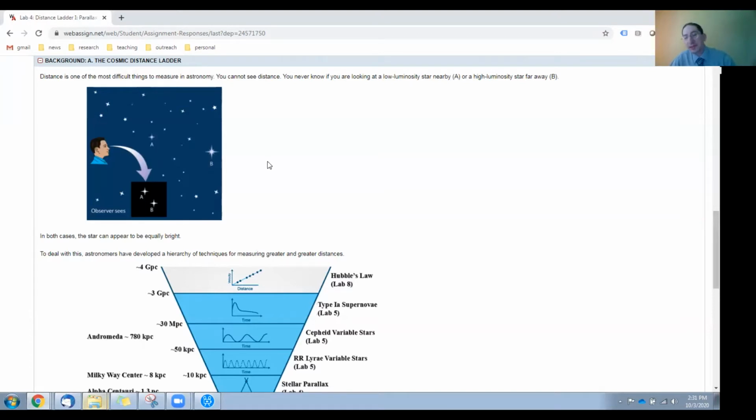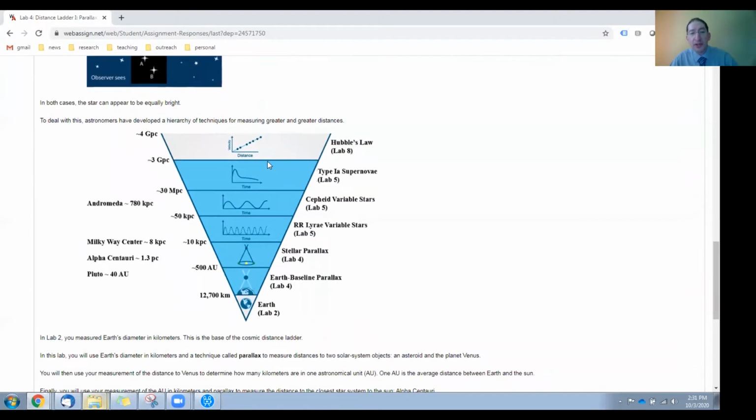Because of this, astronomers have developed a bag of tricks for measuring distances farther and farther and farther away. And we call this bag of tricks the cosmic distance ladder. At the base of the cosmic distance ladder, we have the Earth, the size of which, the diameter of which, we measured at the end of lab 2.